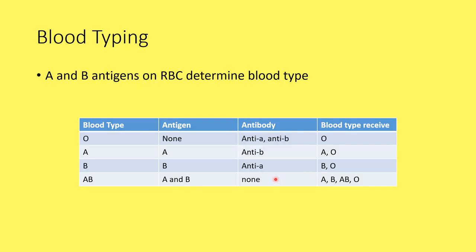And because a person who is type AB blood doesn't have antibodies, they can receive all types. So everybody can get O. So O is known as a universal donor because they can give their blood to anybody. Type AB is known as a universal recipient because they can receive all types of blood.